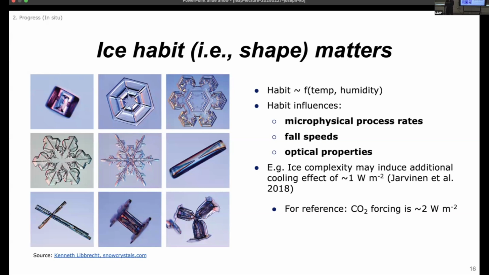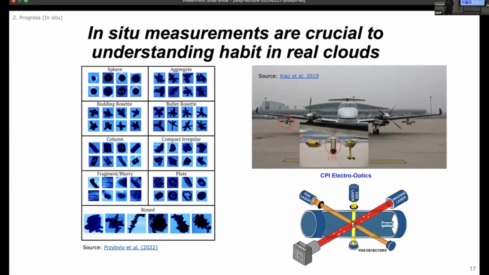Just to illustrate, in this study by Järvinen et al. in 2018, she found that ice complexity may induce additional cooling sensitivity of about 1 watt per meter squared. And for reference, CO2 radiative forcing is about 2 watts per meter squared. So this sensitivity to shape and ice complexity is not negligible.